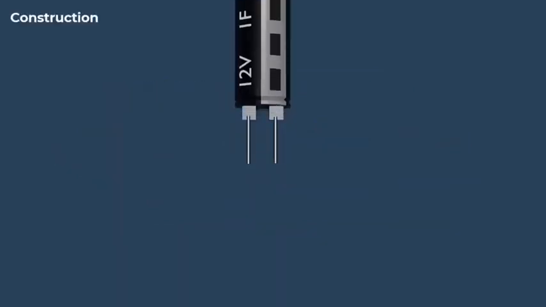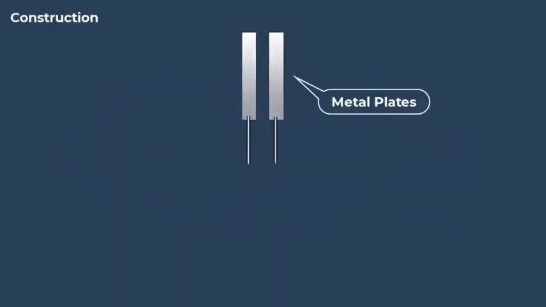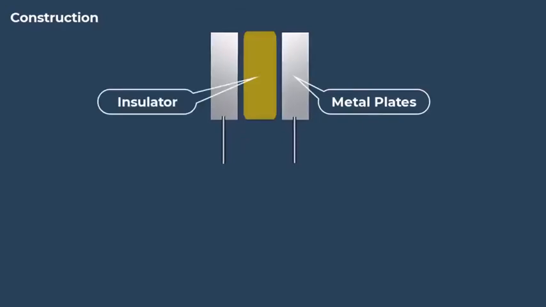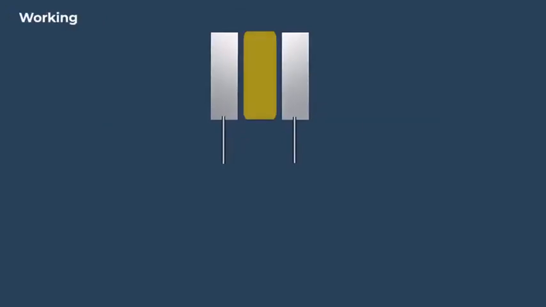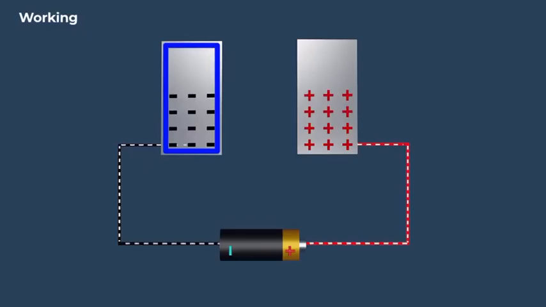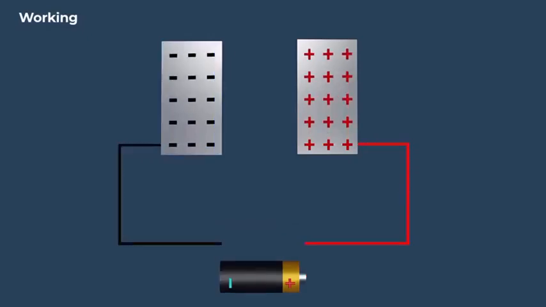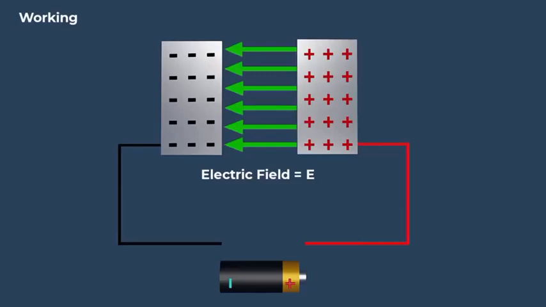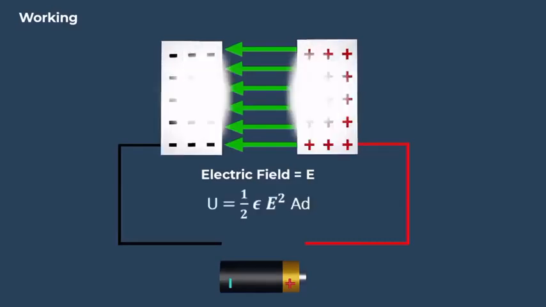A capacitor consists of two conductive plates, separated by an insulating material, known as a dielectric. When connected to a voltage source, positive charges accumulate on one plate, while negative charges accumulate on the other. This accumulation of charges represents the stored electrical energy in a capacitor. Charges create an electric field between the plates, allowing the capacitor to store energy in this field.